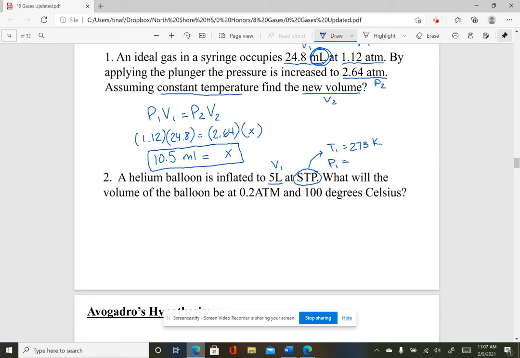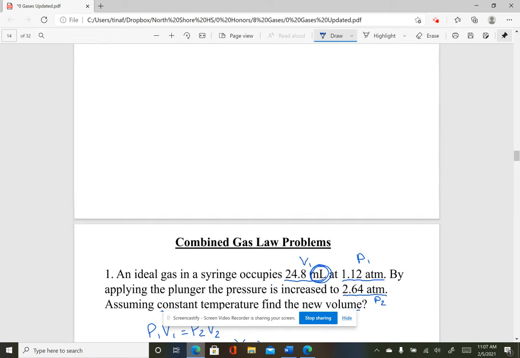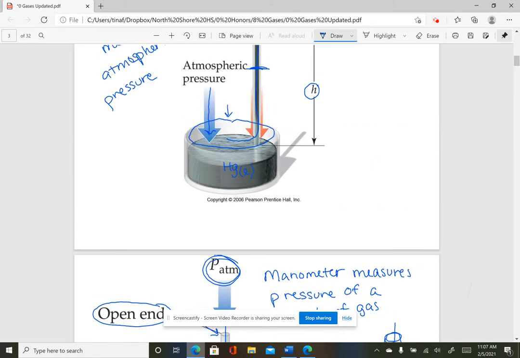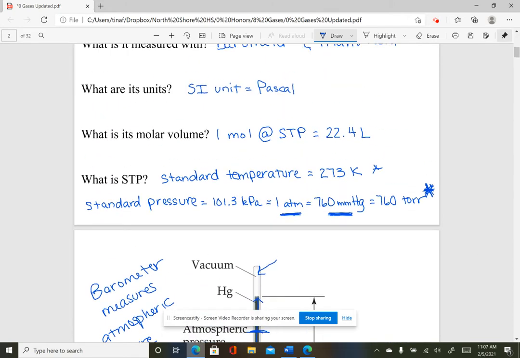Now the pressure, we know a whole bunch of different numbers. I'm going to scroll back for you. We know a whole bunch of different numbers for standard pressure. All right.